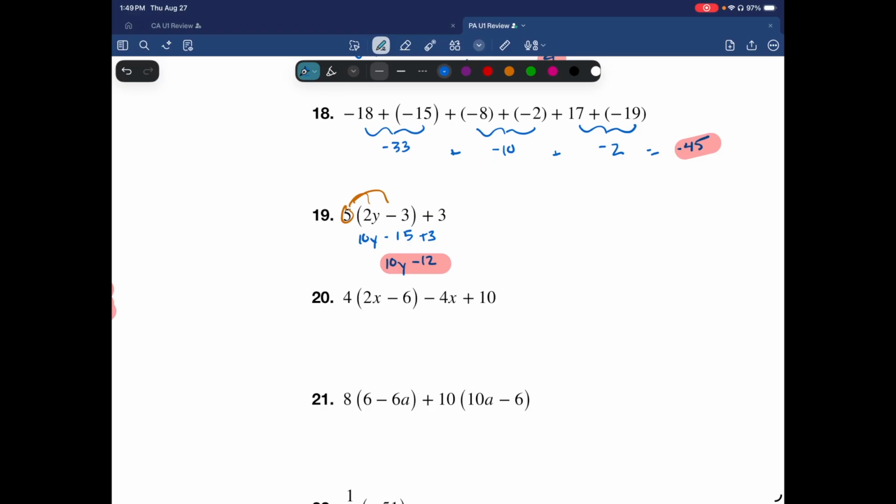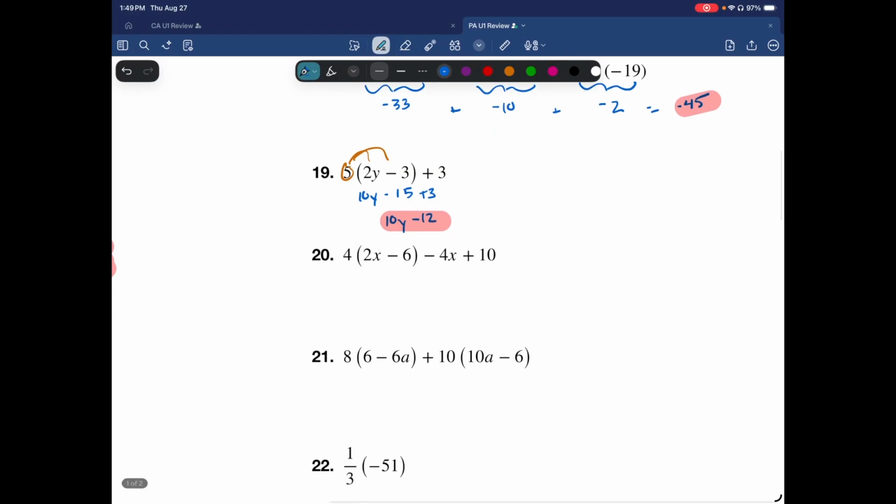All right, on 20, you got to distribute. So you got 8x minus 24 minus 4x plus 10. You got like terms here and here, here and here. All right, so you got 4x, 24 and 10 have different signs, so it's going to be minus 14, and that's your answer.